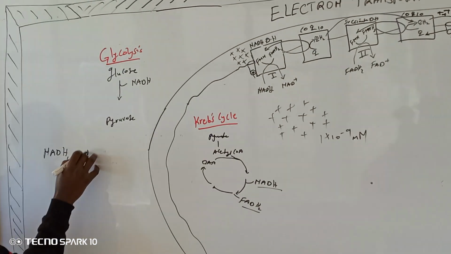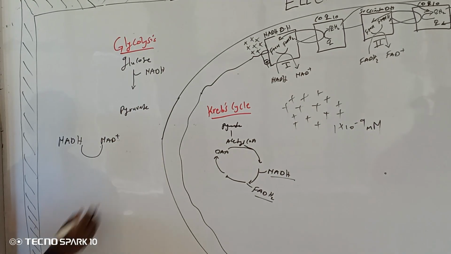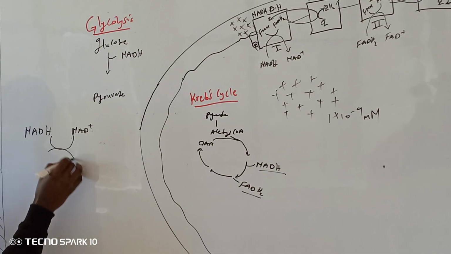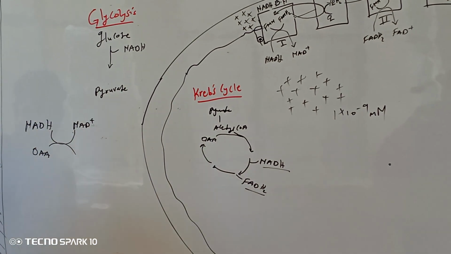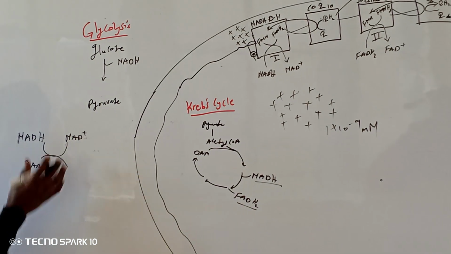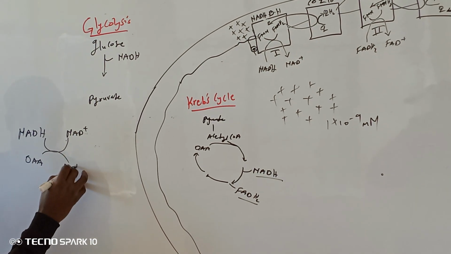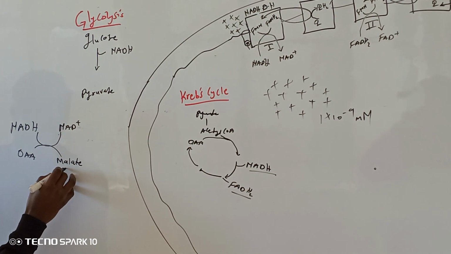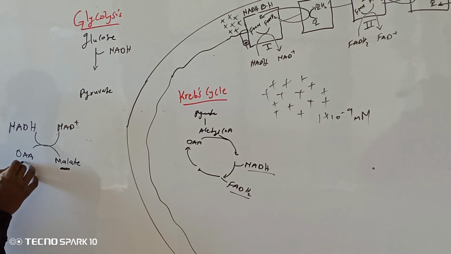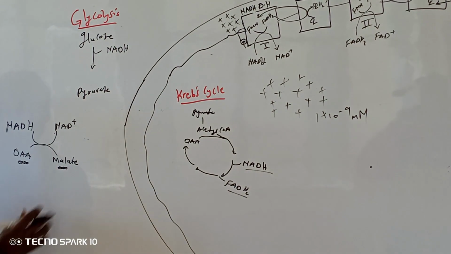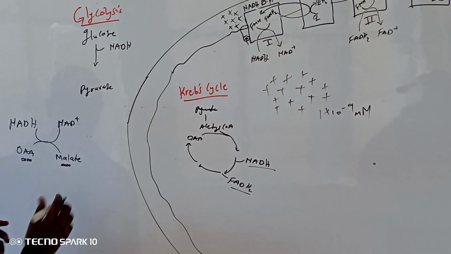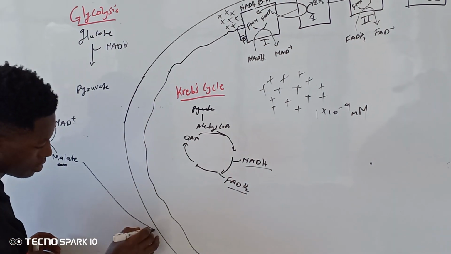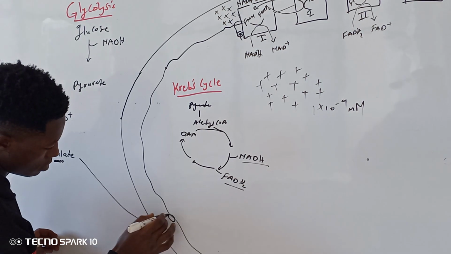NADH is going to be converted to NAD+, oxidized. And remember, inside the cytoplasm there is oxaloacetate. Oxaloacetate is going to take the electrons and be converted to malate. This is a 4-carbon molecule. Malate has the ability to penetrate the mitochondrial membrane, so it's going to come into the mitochondria.